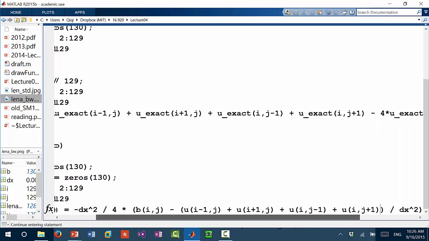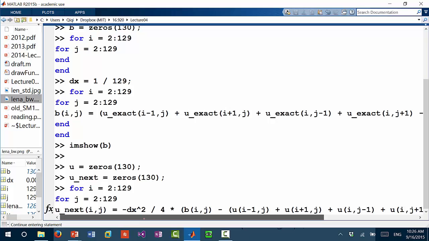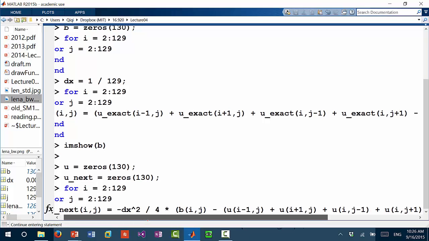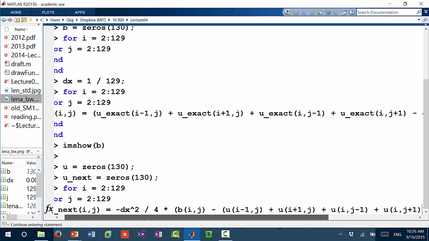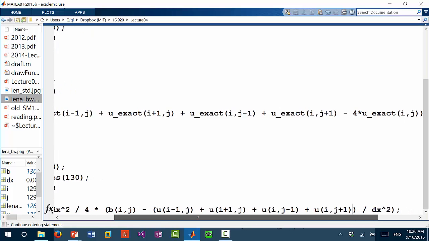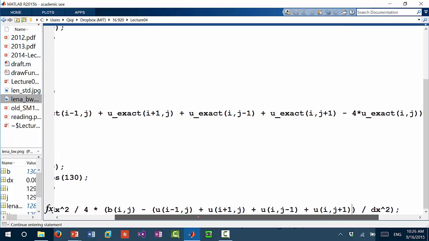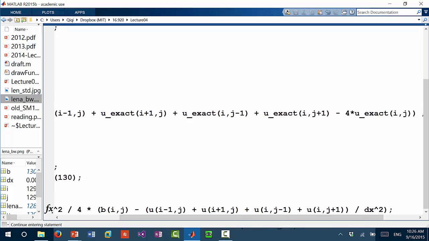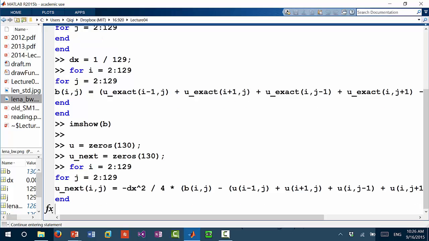That's the bad thing about a big font. So okay, let me review this. So u next ij is equal to 1 over the diagonal part of the matrix, right? Times b minus the upper and lower diagonal part of the matrix times u. All right. Everybody agree with this? Any bugs? This is the most easy line to make a bug.